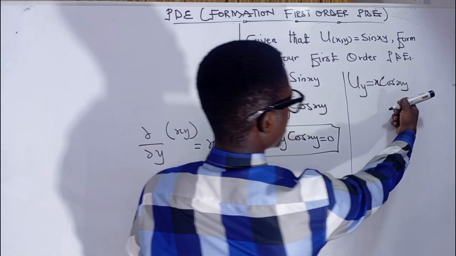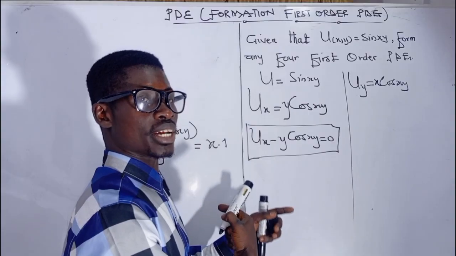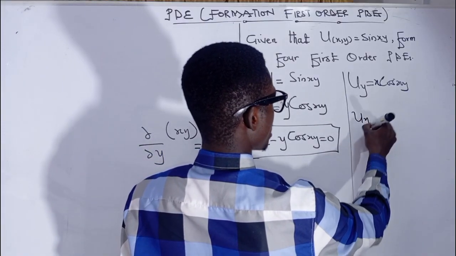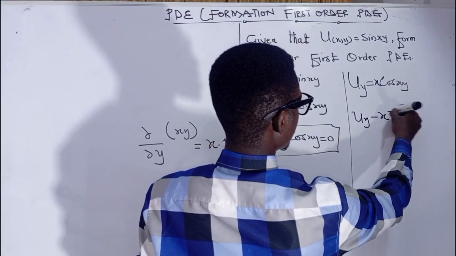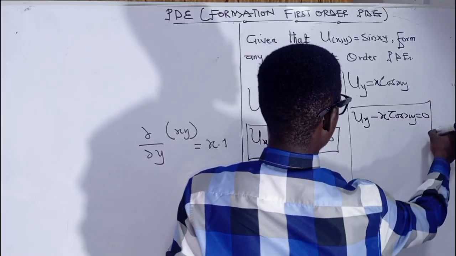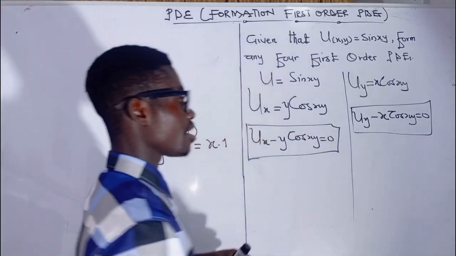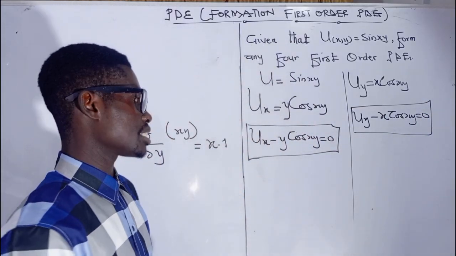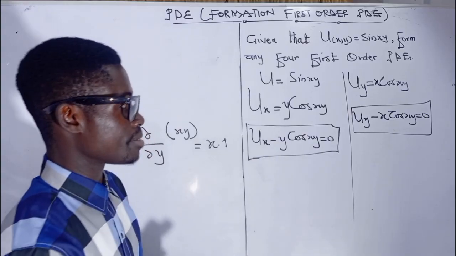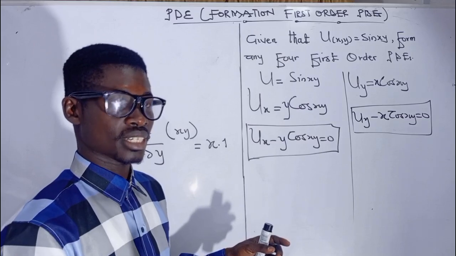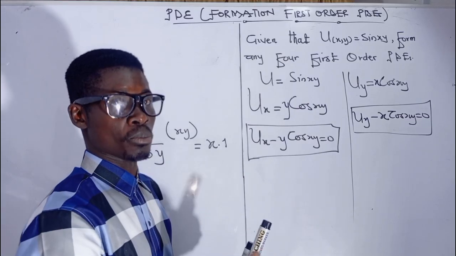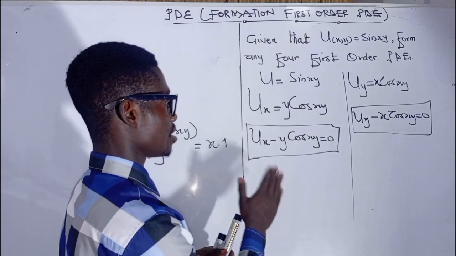We can decide to bring the right hand side to the left hand side so that we equate all of them to 0. So we are going to have u_y minus x cos xy is equal to 0. So we have our first order partial differential equation. Now from this, as I said, these are the basic ones, the fundamental ones that you can form. From these fundamental ones, you can form complex first order PDEs.